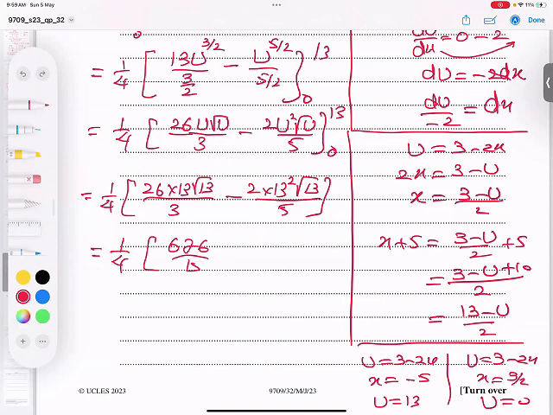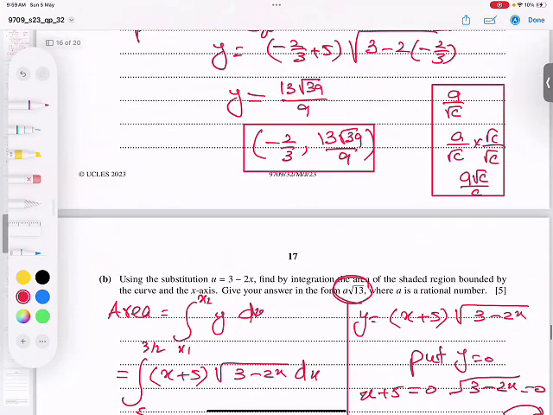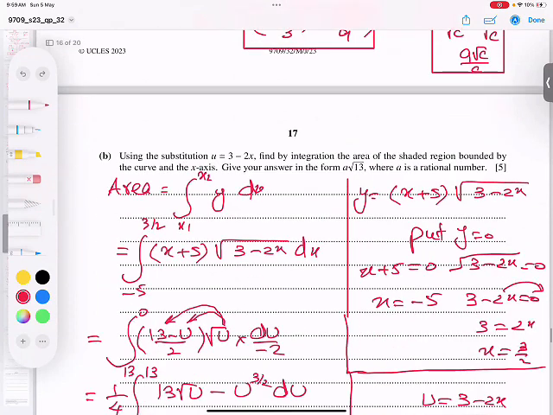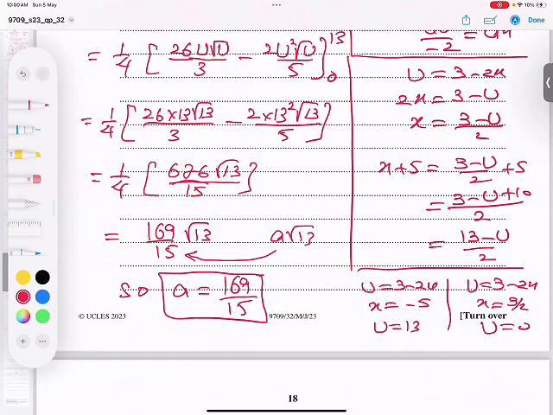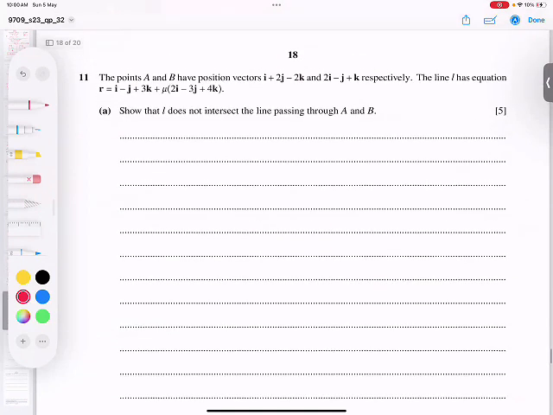And wait a minute. And root 13. Actually, students, what I've done, I typed without square root 13. And then it's cancelable and we get what here? 169 over 15 and root 13. And if we compare with that, he wrote a root 13. So this is a value. I believe you got the point very clear. Let's go for the next question.